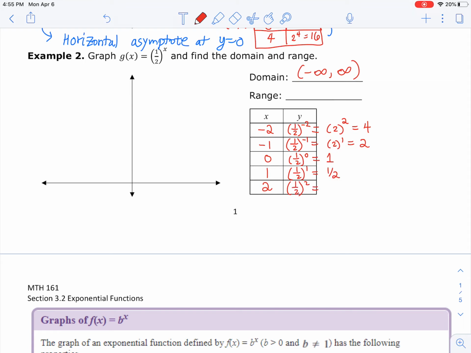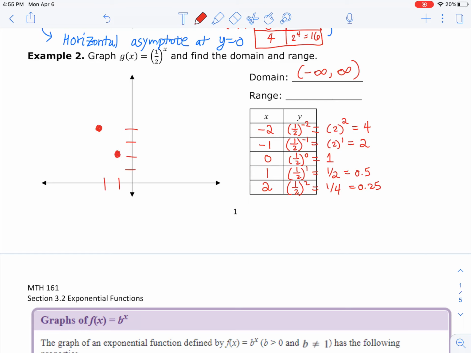1/2 to the 0 power, anything to the 0 power is 1. 1/2 to the 1st power, well, that's just going to be 1/2. 1/2 squared, what's that going to be? That's going to be 1/4. So plot these 5 points. Let's plot these 5 points and let's see what it looks like.